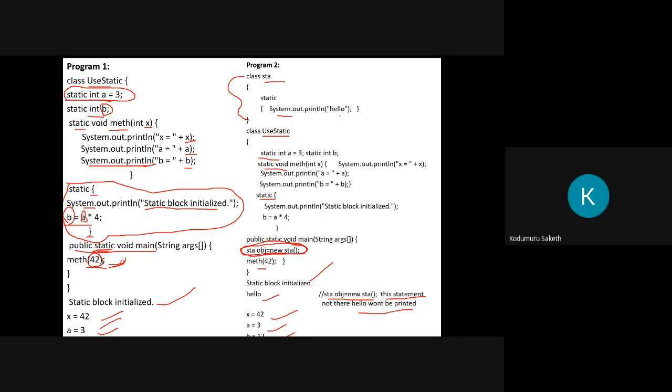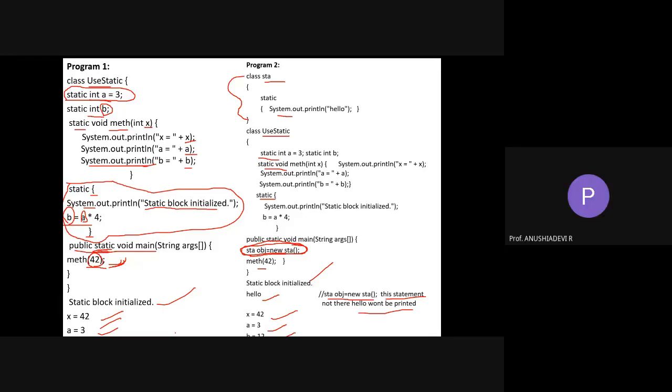Ma'am, why is B not printed in program 1? B is also printed. It is not visible for you. B is also printed in program 1. It is not visible for you. Okay, B value is not visible, ma'am.